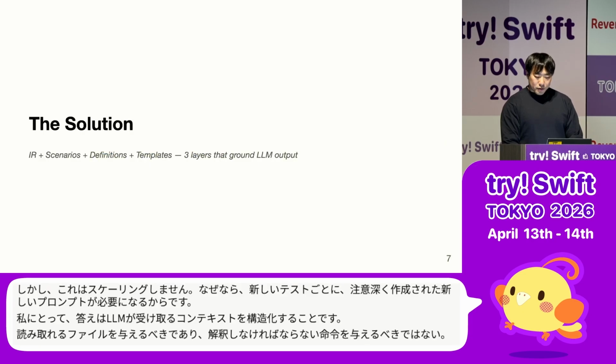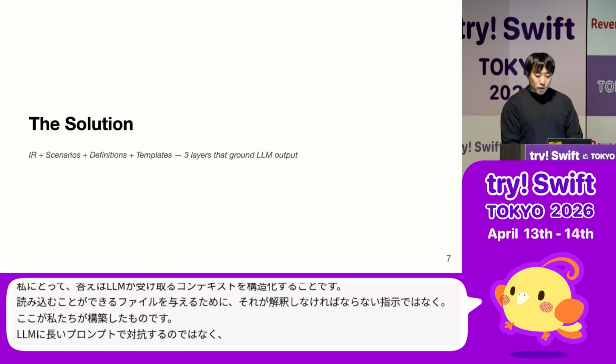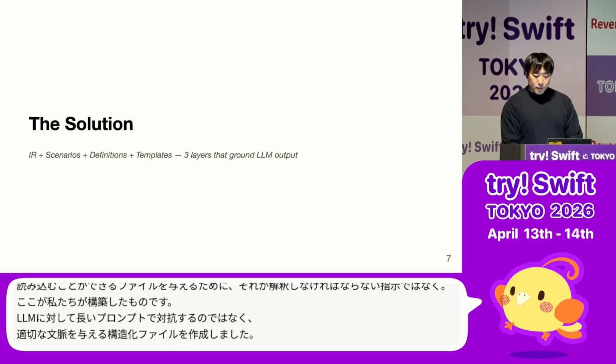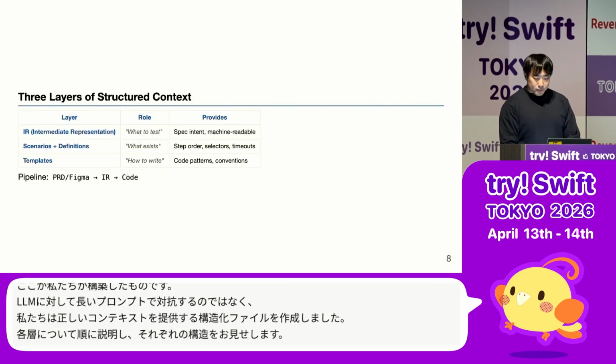Here's what we built. Instead of fighting the LLM with longer prompts, we created structured files that give it the right context. I will walk through each layer and show you what they look like. There are actually 3 layers, and each solves a different problem.